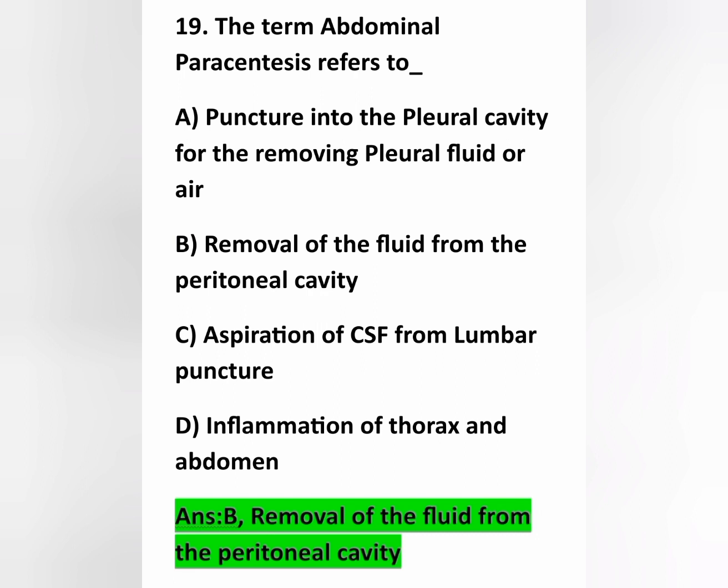The main purpose of abdominal paracentesis is to study the chemical, bacteriological and cellular composition of peritoneal fluid for diagnostic purpose, and also to drain the exudate in peritonitis, and also to remove fluid and to instill air to create an artificial pneumoperitoneum for the treatment of tuberculosis affecting the base of the lung. Here the correct answer is option B, removal of the fluid from the peritoneal cavity.